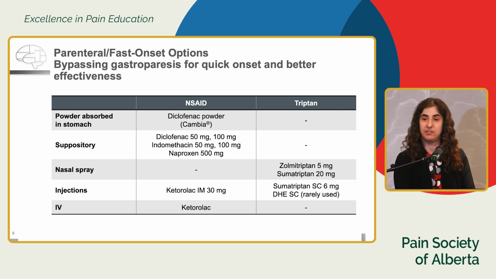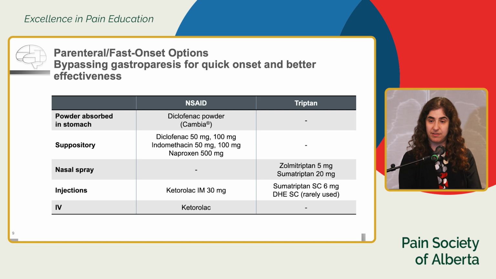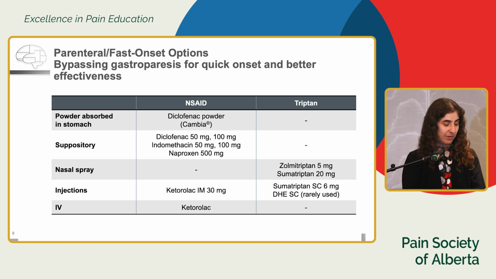Suppository options for patients that might have nausea or vomiting, and those are available in diclofenac, indomethacin, and naproxen. The nasal spray, we talked about the zolmitriptan. Sumatriptan has a nasal spray as well, but we tend to use it mostly in the injectable form. We talked about DHE as well. And then if you have a patient that really doesn't respond to other things, then ketorolac IM can be prescribed as well for them to take as an outpatient. And then of course, if there's access to emergency or other places, then ketorolac IV as well.